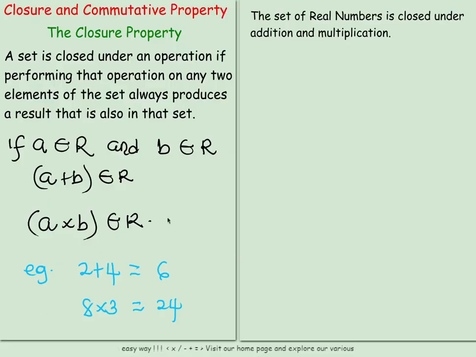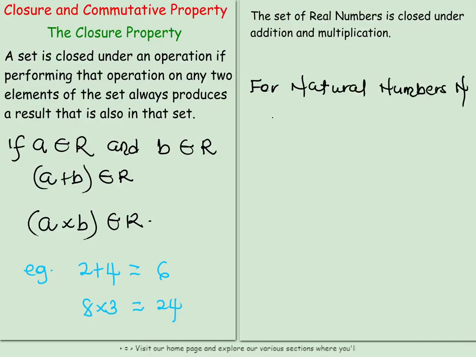Now let's consider just natural numbers. For our natural numbers, we want to determine if they are also closed. Now, if we take 3 minus 5, we know the natural numbers start from 1, 2, 3, and then go on and on. So 3 minus 5 gives us a negative 2. This 3 is a natural number. 5 is also a natural number. What of negative 2? Is it a natural number? No. It is an integer.